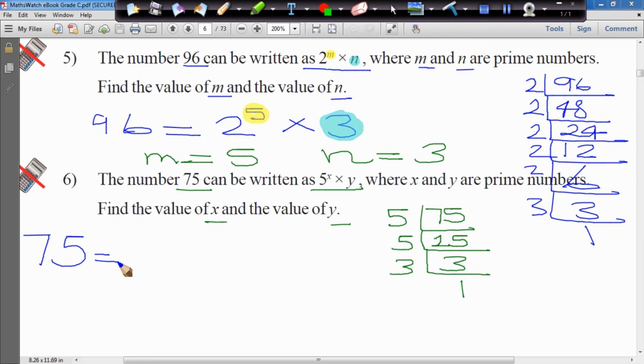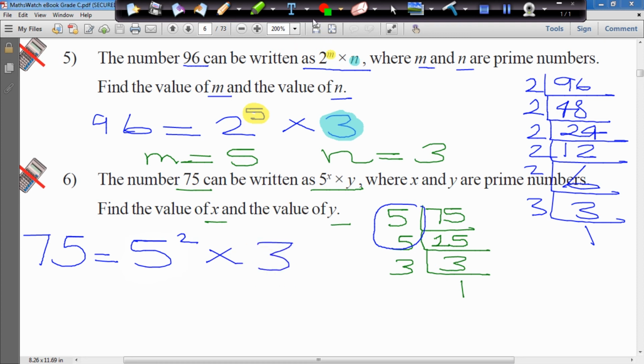So we can rewrite this as 75 is equal to, put the numbers in order. Well, actually they've got it back to front. So let's put ours back to front as well then. Put the 5 first. Let's start with 5. We'll give them 5. How many 5s do we have? 2. So that's 5 squared. And then we have another times by 3.